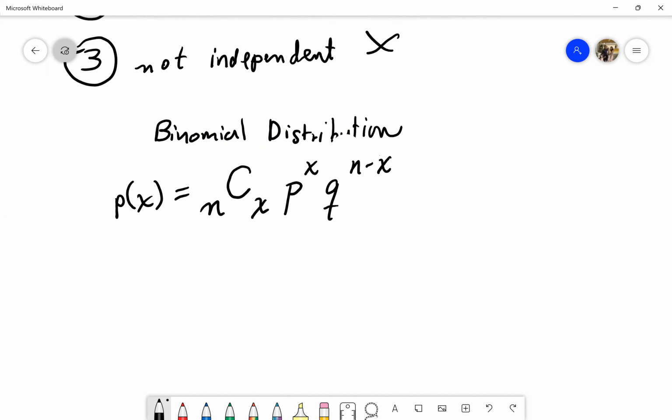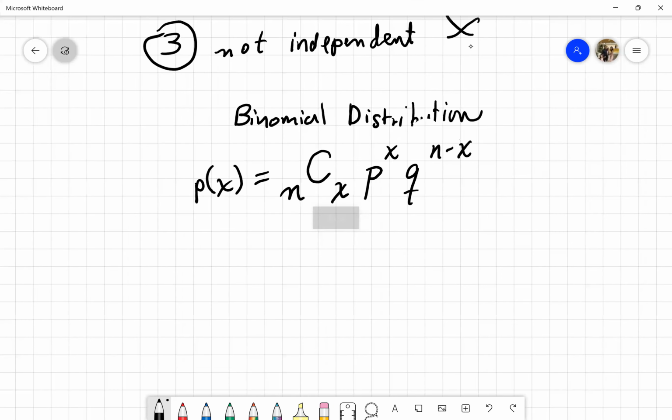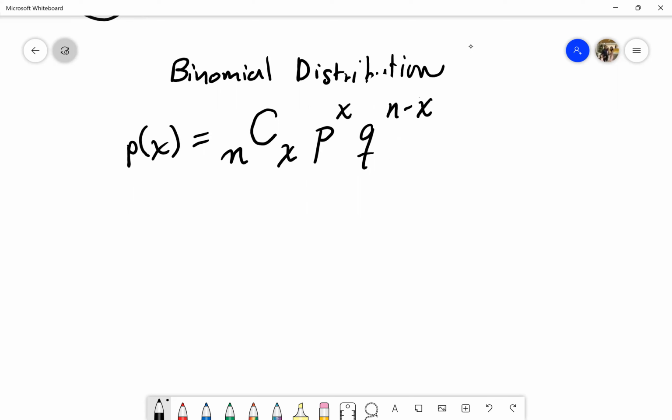All right, let me just pause the recording. What's the problem here? A lot of you don't know or don't remember what nCx means. But let's go to the easy part. The p stands for the success. The q stands for the failure. The n stands for the amount of trials. The x, well, depends on the problem. It could stand for 0, 1, 2, 3, whatever it is.